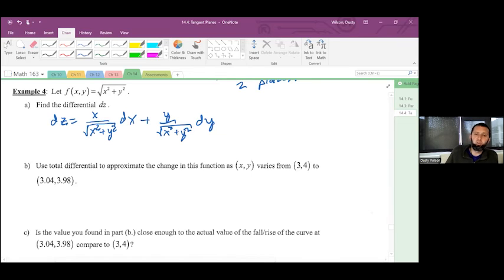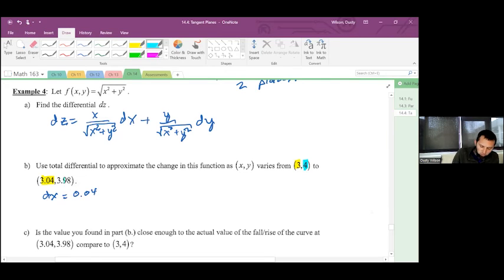So if I want to use the total differential that we just found to approximate the change in this function as x, y varies from 3, 4 to 3.04, 3.98, what I will notice is that if I go from 3 to 3.04, that means my dx is going to equal 0.04, because my x values increased by 0.04.